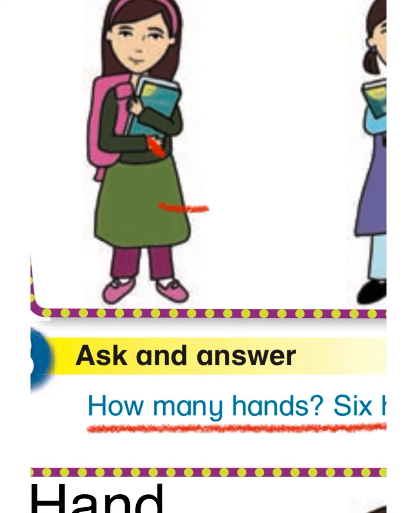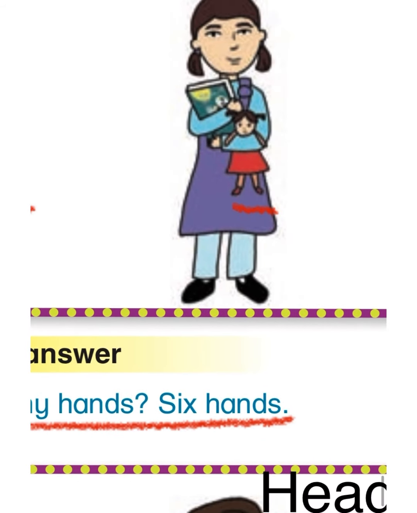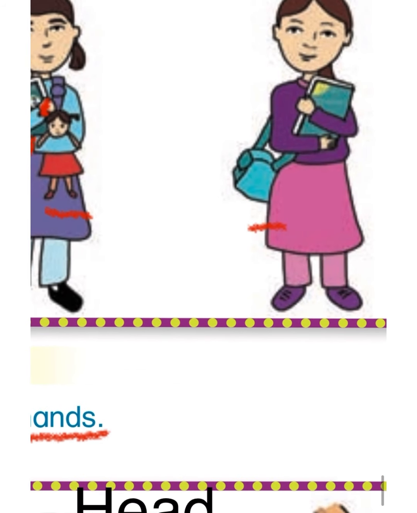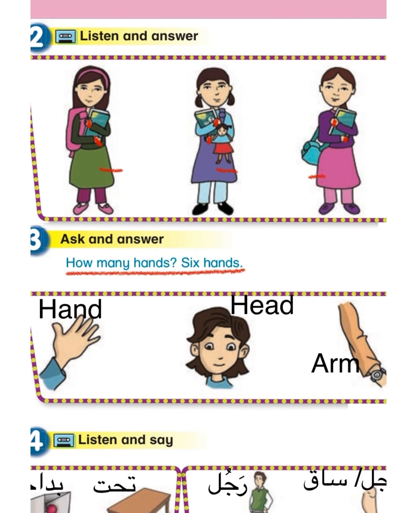One, two, three, four, five, six. Excellent. We have six hands. Each girl has two hands. كل بنت لديها كفان. So we have six hands. Okay, another question.